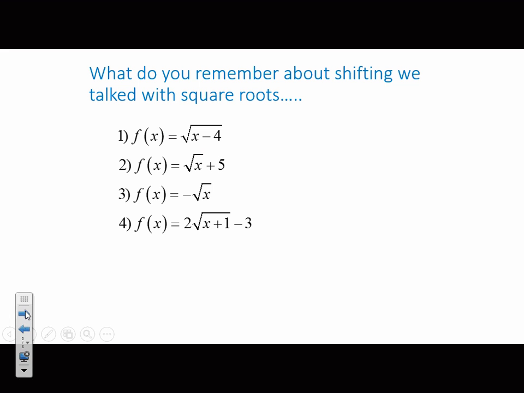Now, you guys, this first part, please don't write down the stuff we've already gone over. Do not write this down, okay? We're just going to talk about shifting again. Don't write down this first part. So here, this -4 makes us go right 4. This +5 is going to make us go up 5. The negative out in front, remember, is going to make us have a reflection.